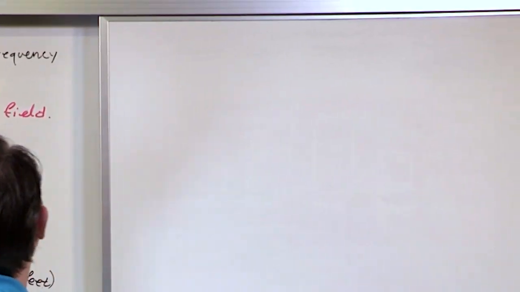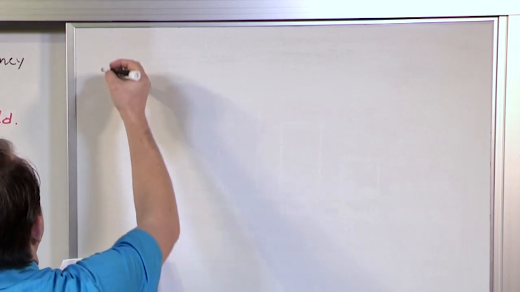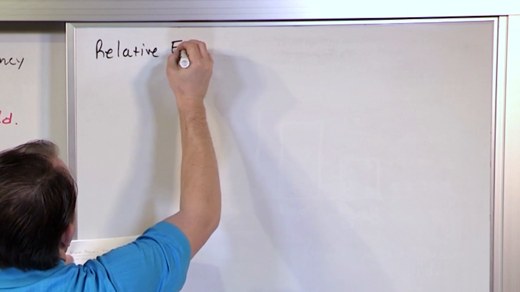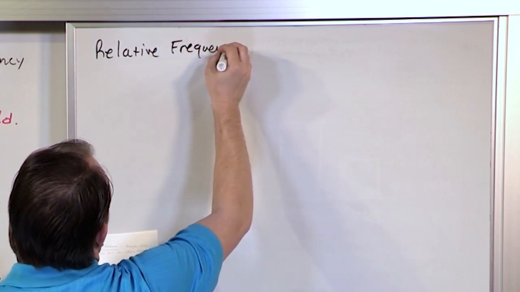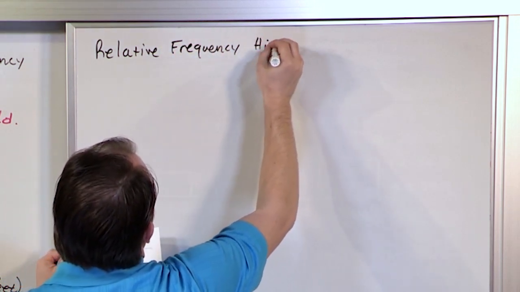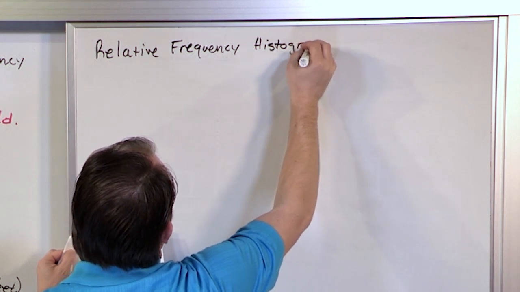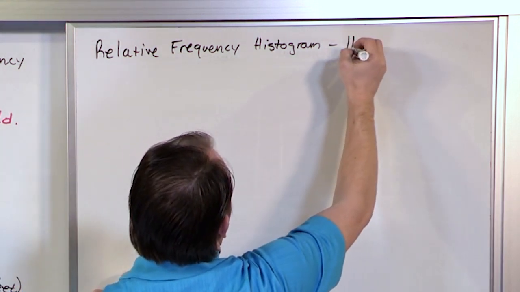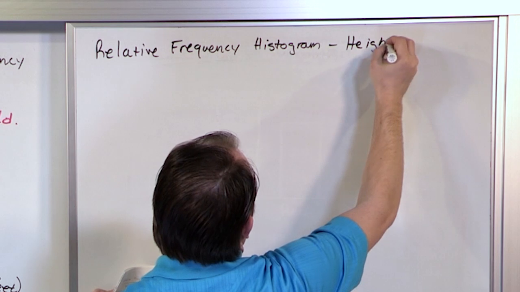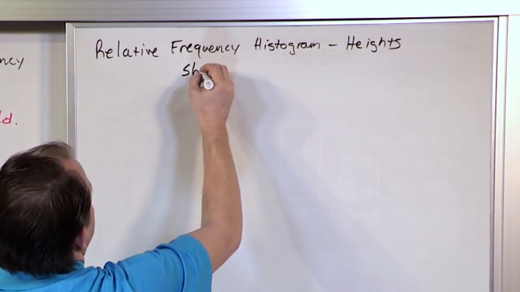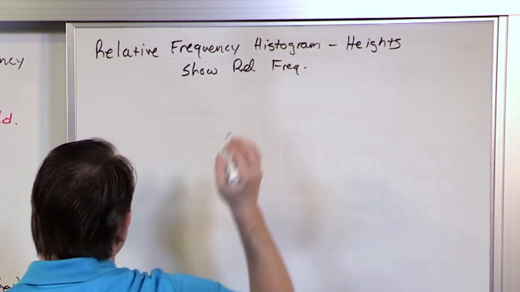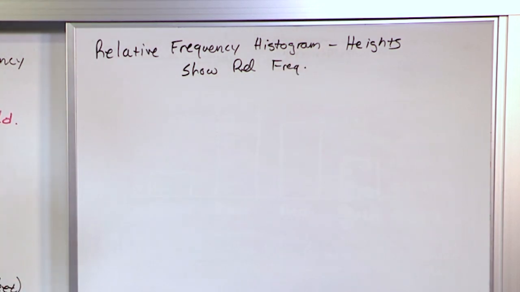Now you can also draw something called a relative frequency histogram, which you might guess is exactly the same thing, except we're graphing the relative frequency. So in this case, the heights show the relative frequency, which can be useful because we talked about the concept of relative frequency.